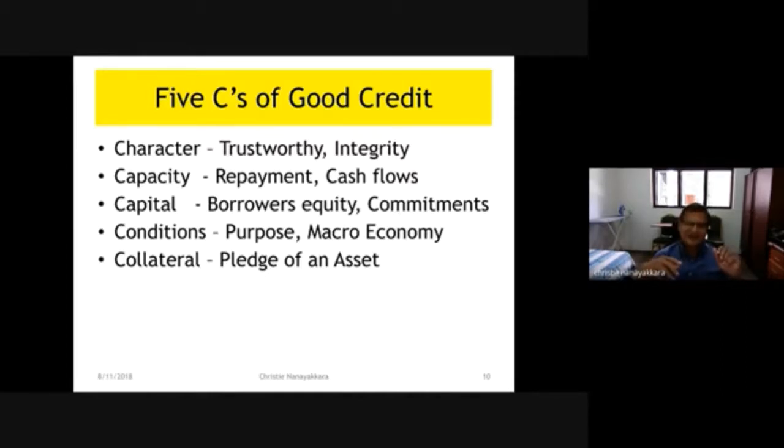Finally, I come to collateral. It is important, but I have listed it as the least important because if the other four are met, you don't really have to ask for collateral. If you have a doubt in any of the other things, character, capacity, capital, and conditions, I recommend that you have collateral, because if there are loose ends in the previous four, there is a chance of credit risk and the customer will default. So pledge of an asset is important if you think there is riskiness in giving this facility.